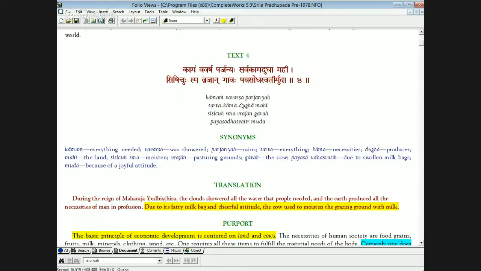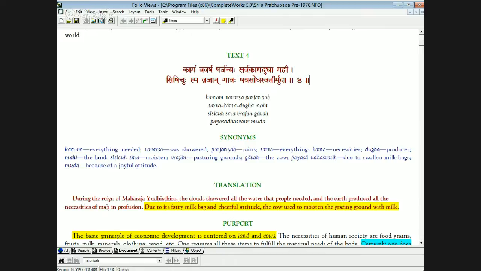Oh, this is the famous verse. Kamam vavarsha parjanyaha, sarva kama dugha mahi, shishuchusma vrajan gavaha, payaso dhavatir muda.